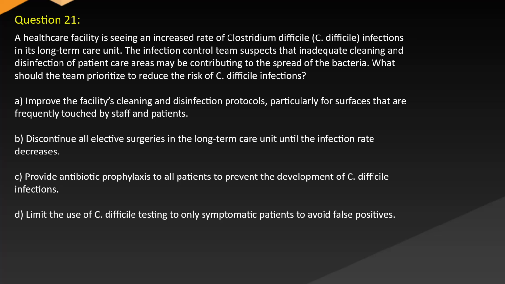A. Improve the facility's cleaning and disinfection protocols, particularly for surfaces that are frequently touched by staff and patients. B. Discontinue all elective surgeries in the long-term care unit until the infection rate decreases. C. Provide antibiotic prophylaxis to all patients to prevent the development of C. difficile infections. D. Limit the use of C. difficile testing to only symptomatic patients to avoid false positives.